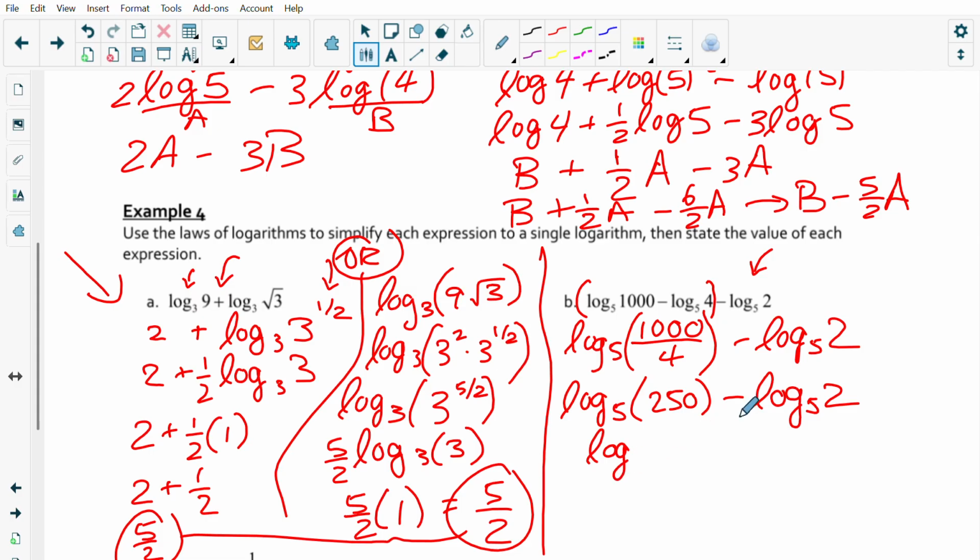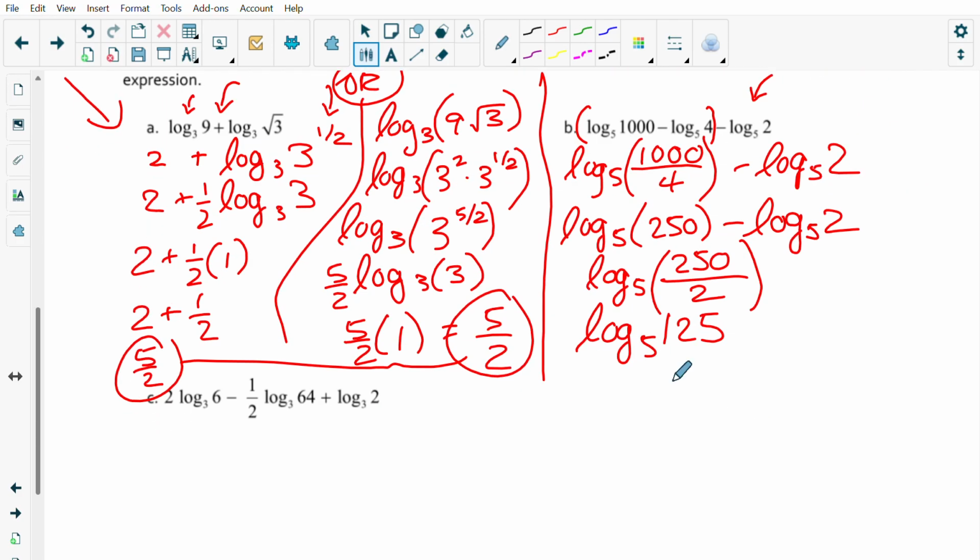Same base. I'm subtracting here, right? I'm going to apply the quotient law again. So log base 5 of 250 divided by 2. That's log base 5 of 125.